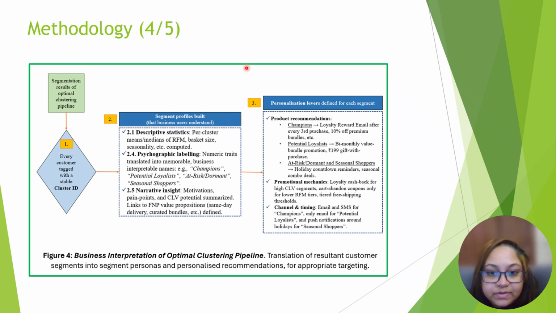Personalization levers, which are the product recommendations, were also defined for each segment. For champions, a loyalty reward email after every third purchase. Then for the potential loyalists, the moderately engaged, bi-monthly value bundle promotions. Then for the at-risk, dormant, and seasonal shoppers, holiday countdown push notifications.